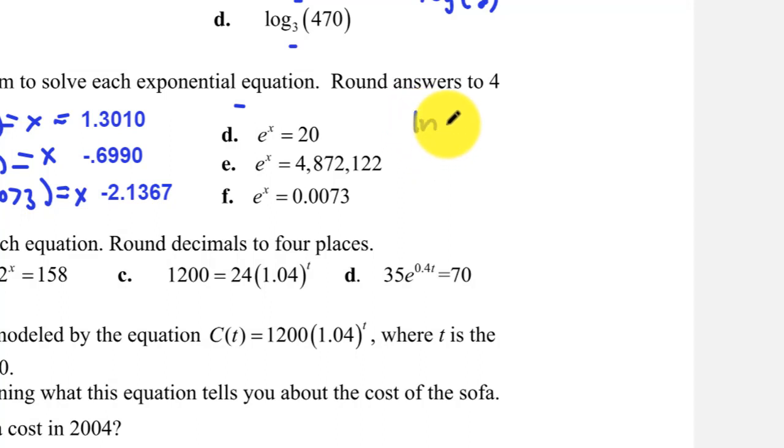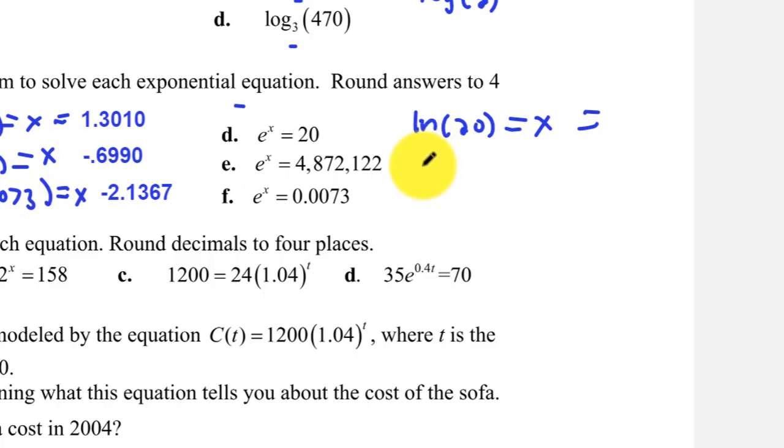I would write ln 20 equals x, right? Remember, there's a little e here. Think of this as e to the x equals 20, right? e to the x equals 20. So that's what we have to put into our calculator. And again, you don't need to write this e. It's understood that there's an e there.